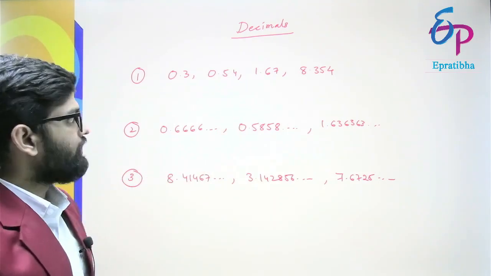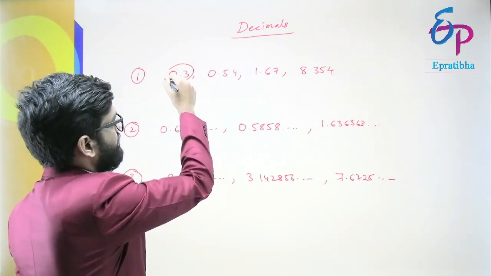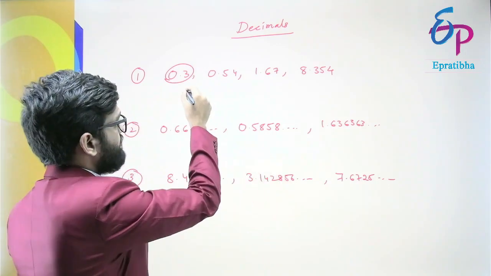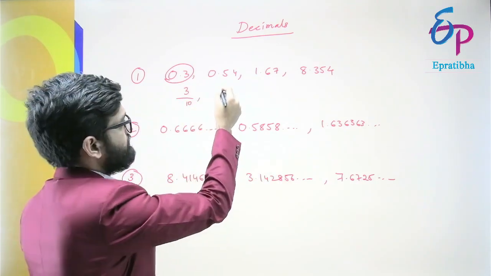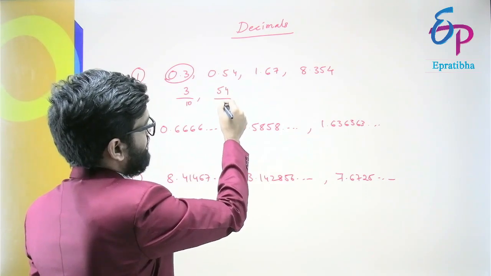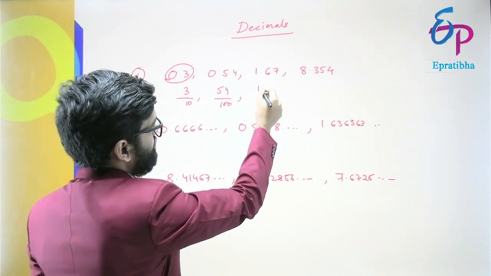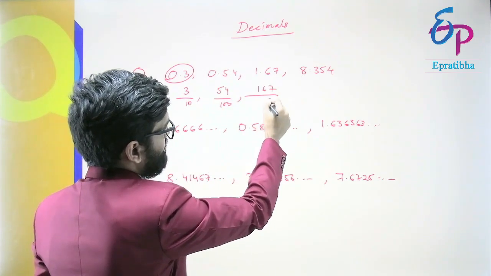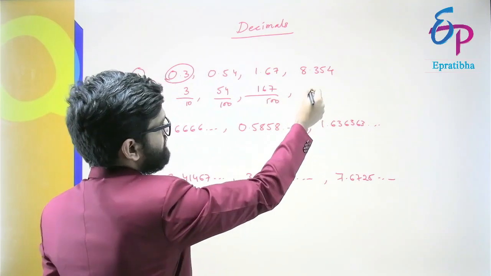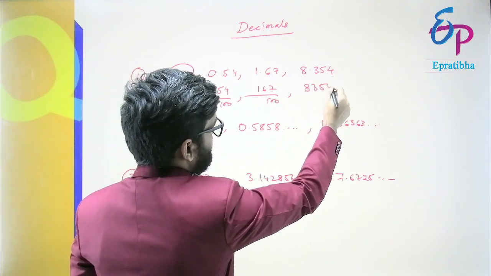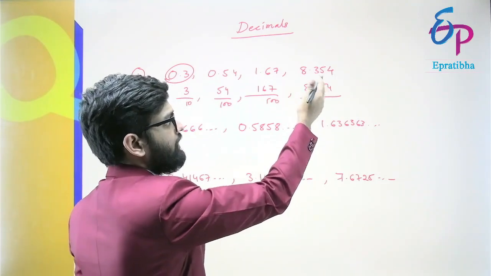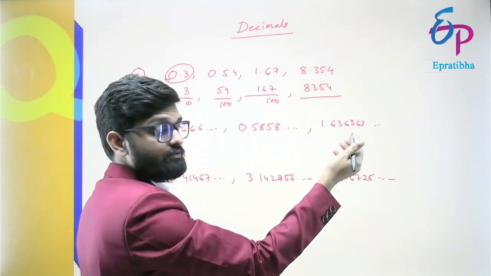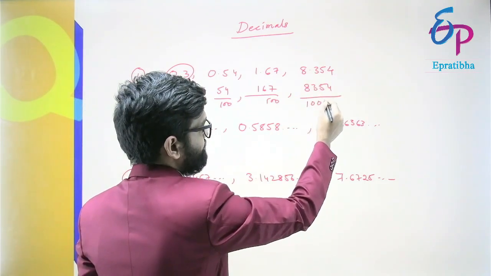We'll see. If you observe here, you can write 0.3 as 3 by 10, right? You can write 0.54 as 54 by 100. You can write 1.67 as 167 by 100. And you can write 8.354 as 8354 divided by, how many zeros are there? That depends upon the decimal, right? After the decimal, how many digits are there? 3, so we have to take 3 zeros.